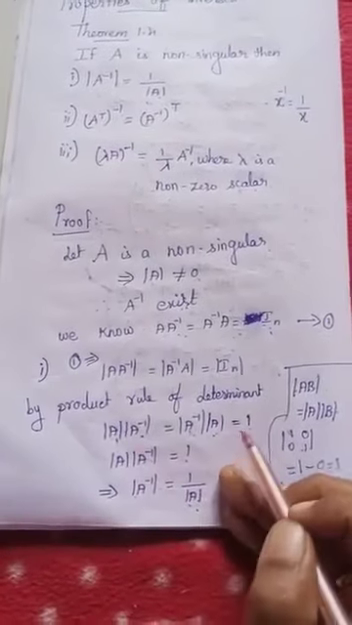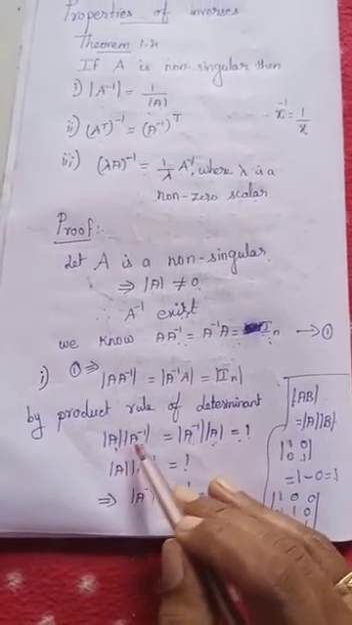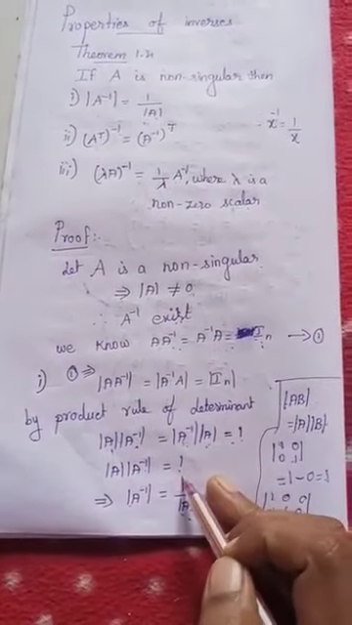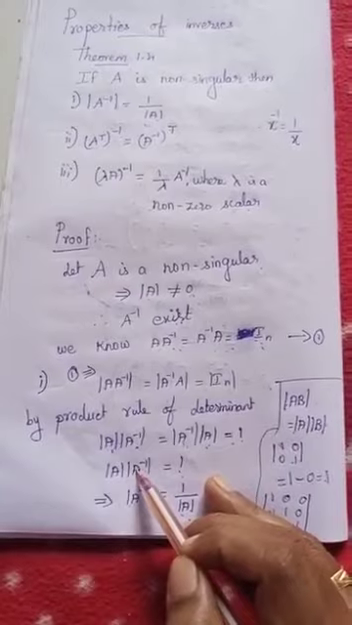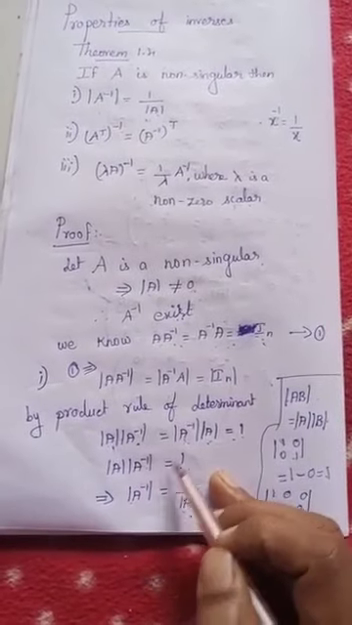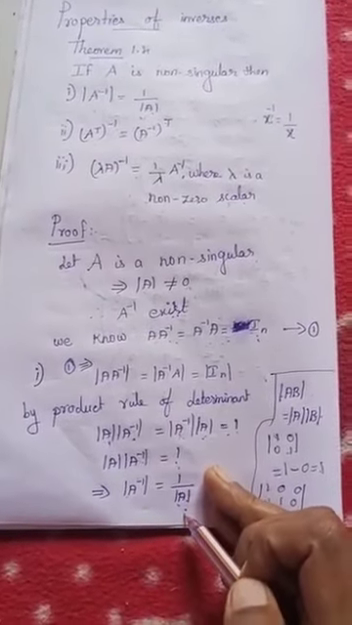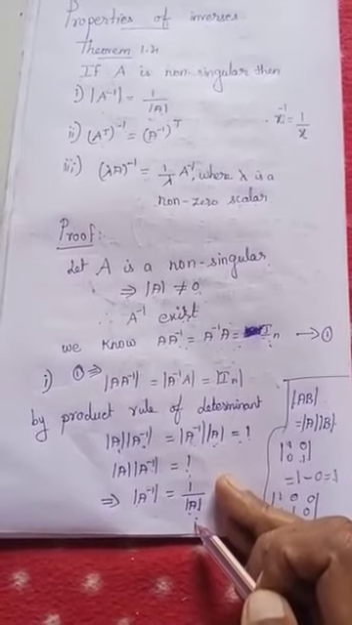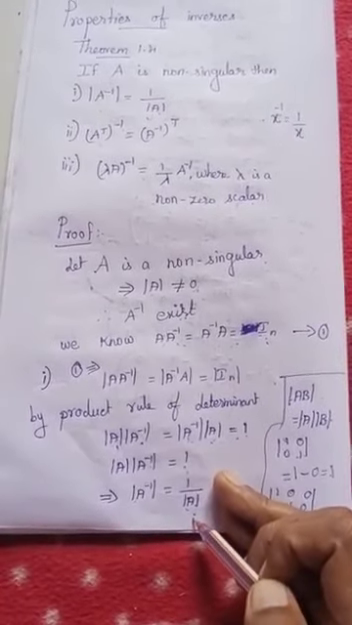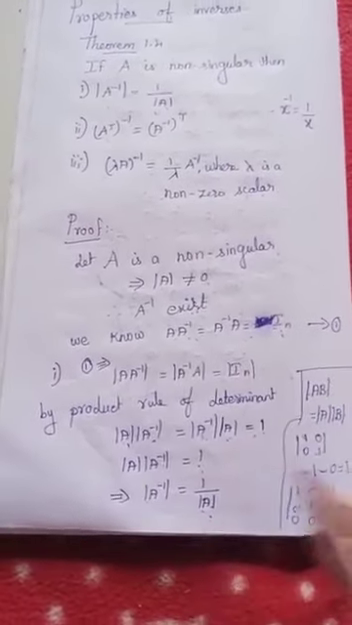Now I have taken only 1. Determinant A into determinant A inverse is equal to 1. So from this, what is determinant A inverse? Determinant A inverse is equal to 1 by determinant A. Is it clear? This is the first proof. Very simple.